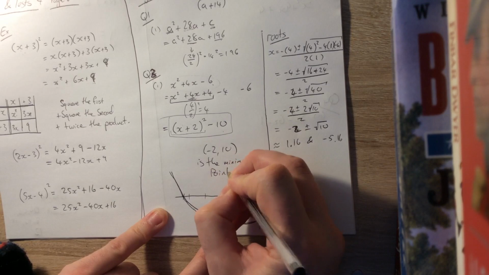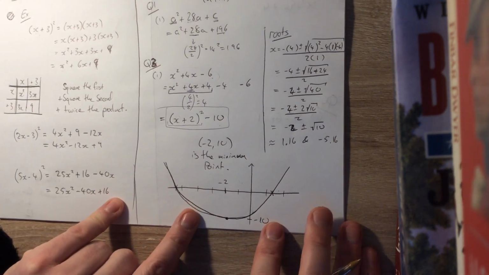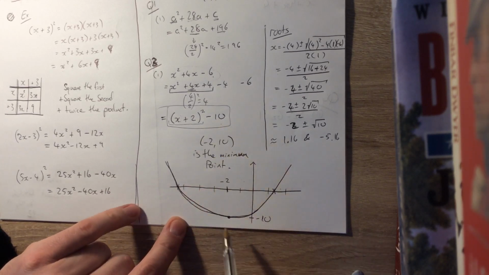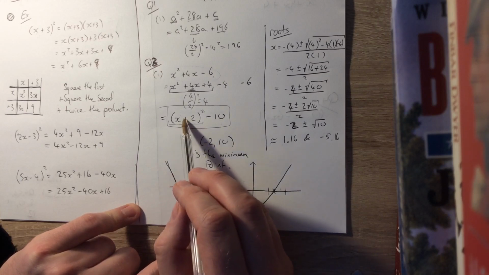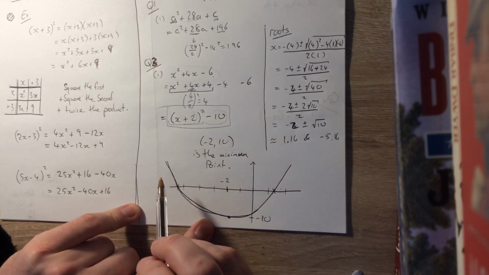Now, up to now, we haven't had a good way of finding a minimum point. We'll see other ways later in the course, but this is one way to do it, which is by completing the square here. So that finds the minimum point of a quadratic. It's always going to be minus whatever this number is, and then whatever this number is for the y coordinate.